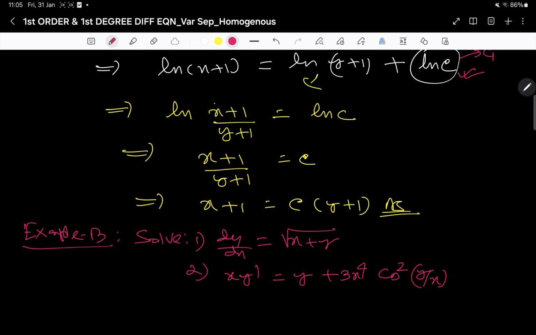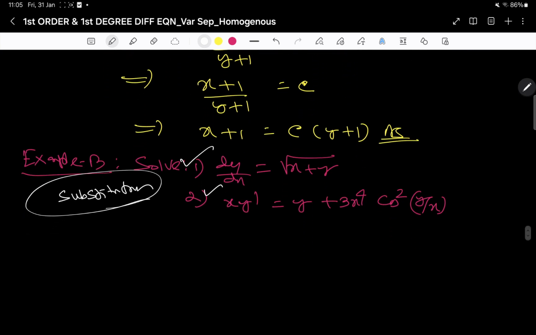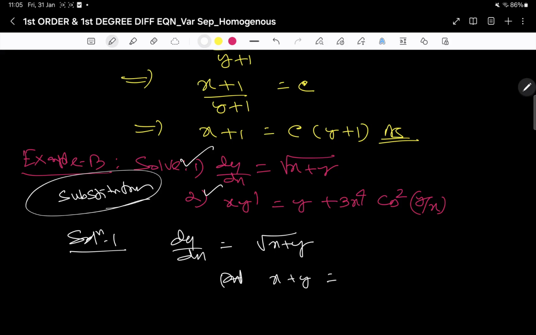Okay, now coming to two more examples, example 1 and example 2 under B. So here some sort of substitution is needed. After that we will separate the variables. Coming to solution 1, dy by dx is equal to root over x plus y. Put x plus y is equal to t square.